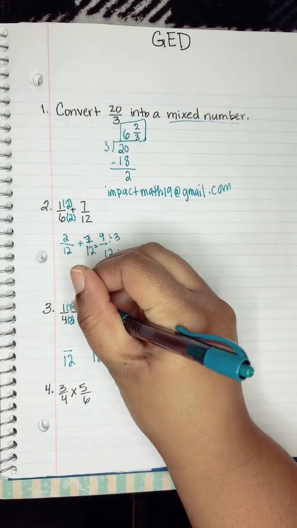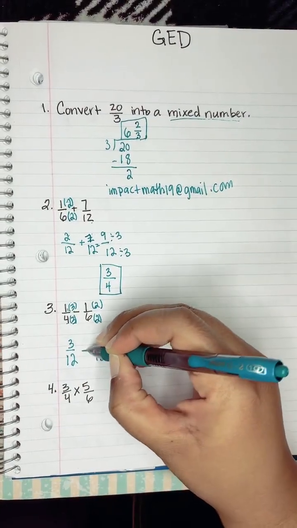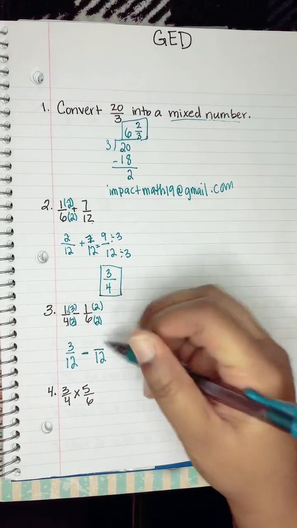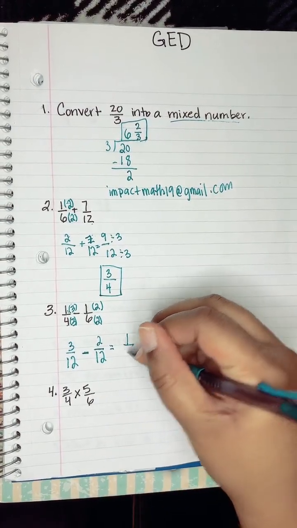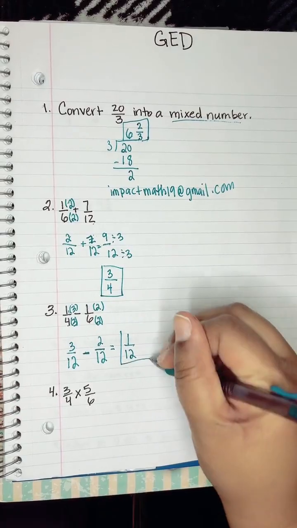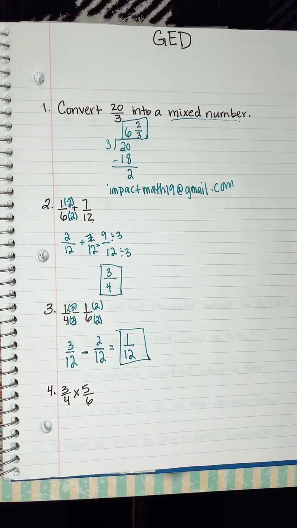So wonderful, everybody. So 3 times 1 is 3, minus, don't forget to drop down that sign, and then 1 times 2 is 2, and we get 1/12. And that is our answer.